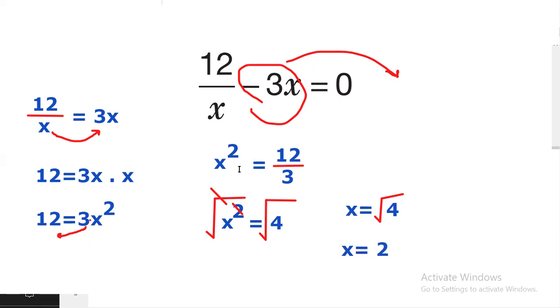And that's the idea of solving problems with fractions that have x in the denominator. And that's it for this question. I hope you understood the idea.